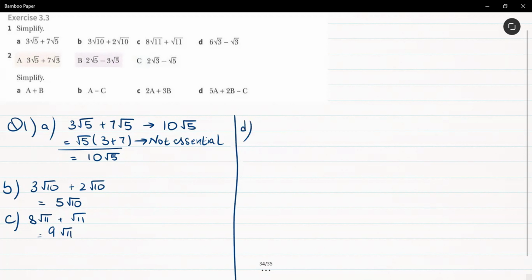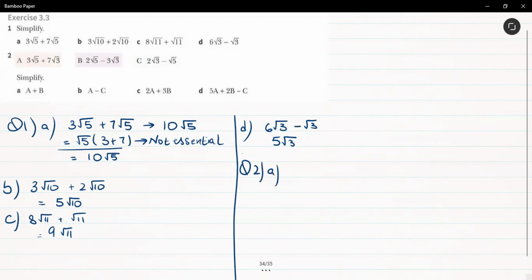Okay, for part D, we have 6 under root 3 minus under root 3, nothing new, just subtracting it. So 6 minus 1 is equal to 5 under root 3. And that's it. Okay, for question number 2, part A.